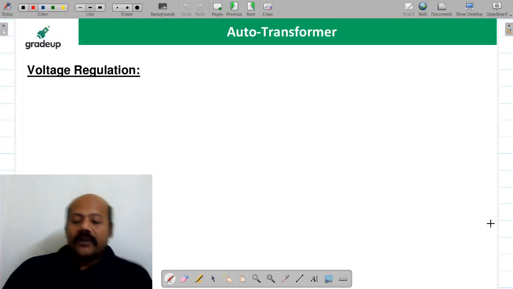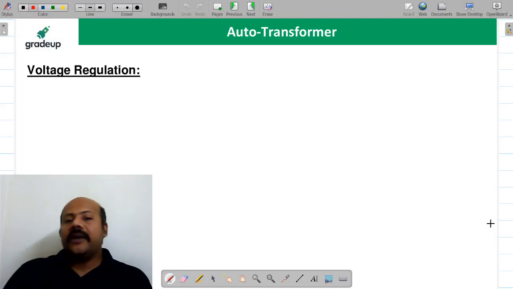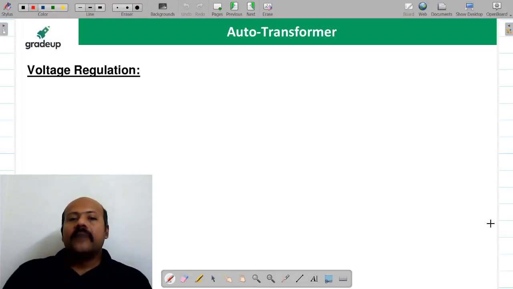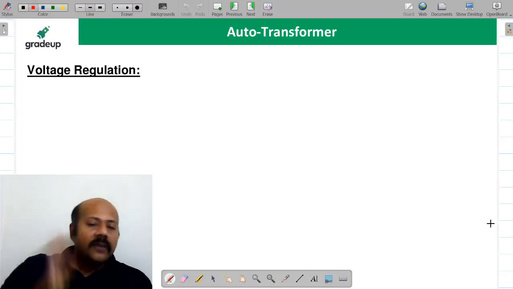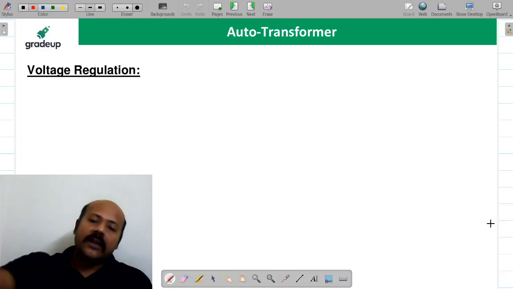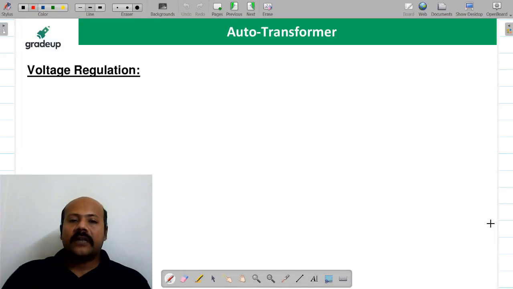Now let us see what is voltage regulation. Before I tell you what is voltage regulation, it is very important that you have a general understanding of why we are so worried about voltage regulation. Now the moment you have designed your transformer, what is the purpose of a transformer, you tell me? Why have you designed the transformer? Because you want to step up or step down the voltage. That is the primary requirement of a transformer. There are other applications also, but we are going with the prime consideration. The prime application of a transformer is to step up or step down the voltage.